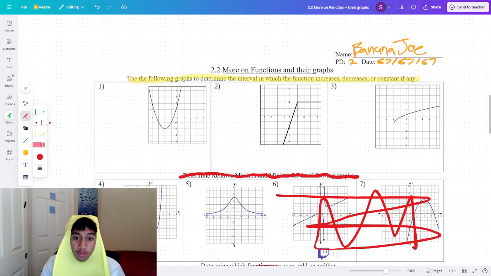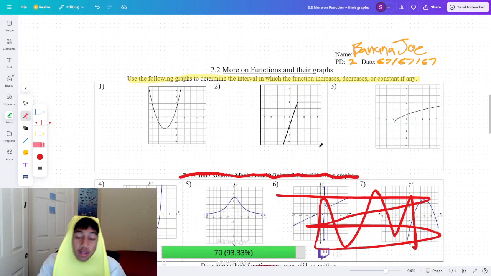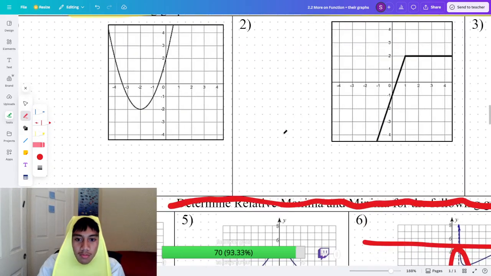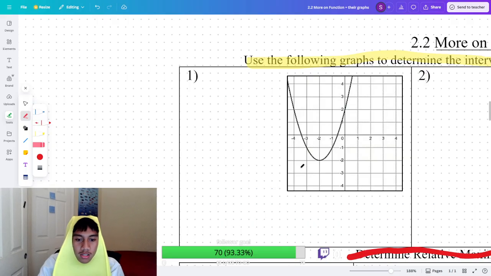And today, I wanted to cover 2.2 more functions, specifically how we can use their following graphs to determine the interval in which the function increases, decreases, or remains constant. So let's slip right into it. Here we have our first problem. Number one, a nice little parabola.